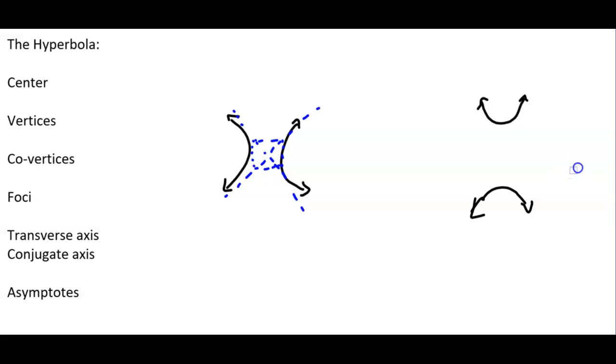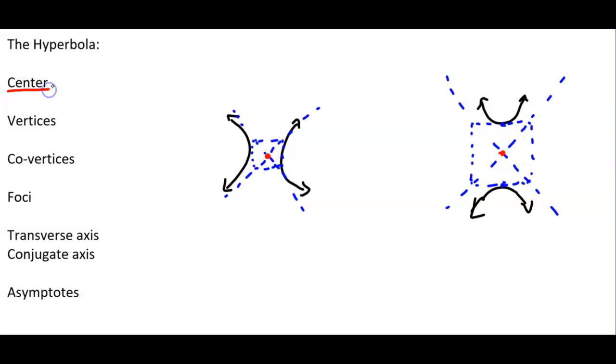But same thing here. You have a point here and a point here. Those are called the vertices. And then that makes a little box in here that we'll show you how to make. And then those diagonals are the asymptotes, okay? So hopefully that helps a little bit. Maybe not. This point right here, that's going to be the center, okay?